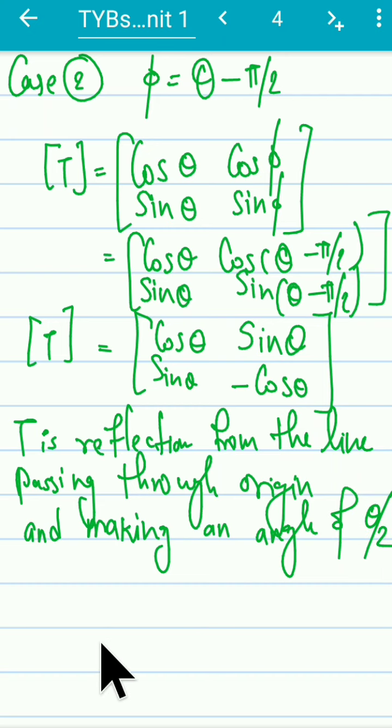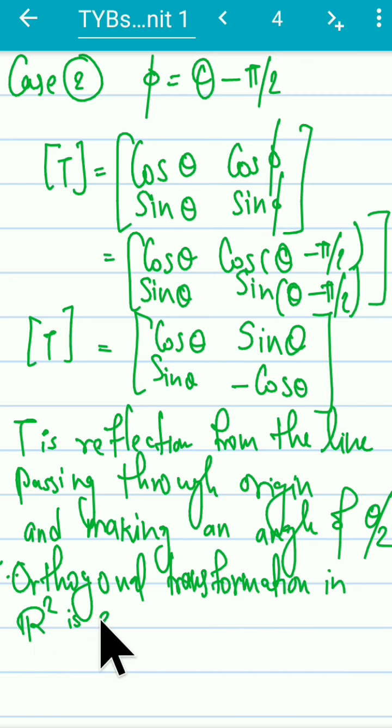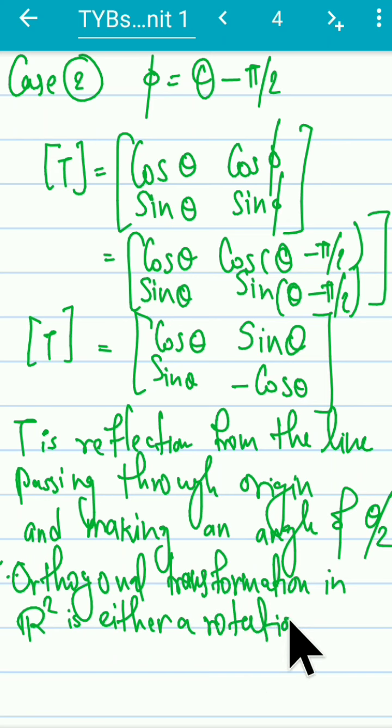So in one case we got it to be a reflection map, in one case we got it to be a rotation map. Hence we can conclude that an orthogonal transformation in R2 is either a rotation or a reflection. Okay, so from this we conclude the theorem.